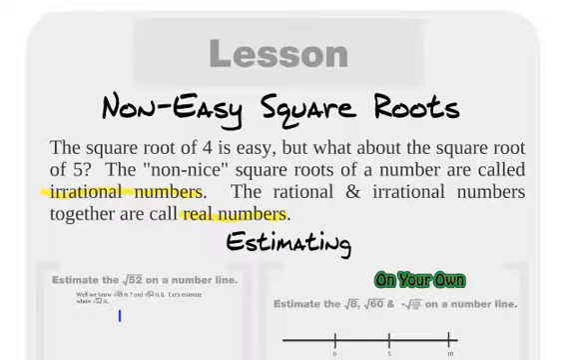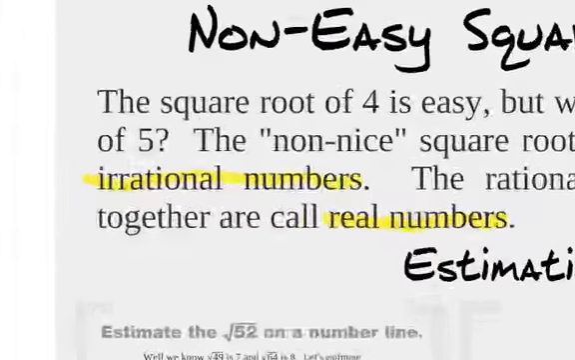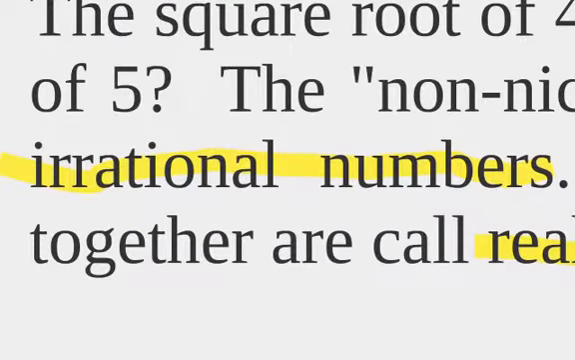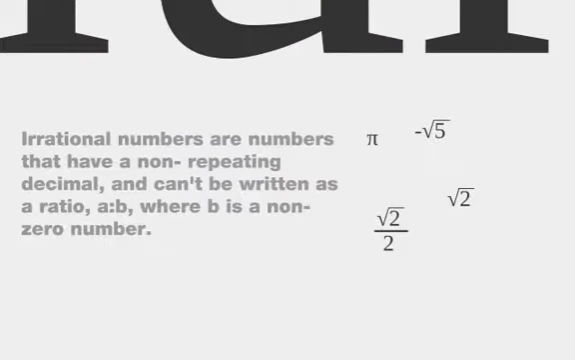All right, these are going to be non-easy square roots. We know what the square root of 4 is, but what on earth is the square root of 5? It's a non-nice square root. Well, the square roots of these numbers that are not easy are called irrational numbers. Now, if you remember what a rational number is, it has to do with a ratio, meaning it can be written as a fraction. Well, an irrational number is, can you guess? Yeah, a number that can't be written as a ratio or a fraction.